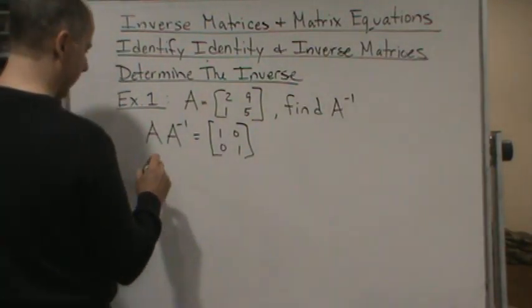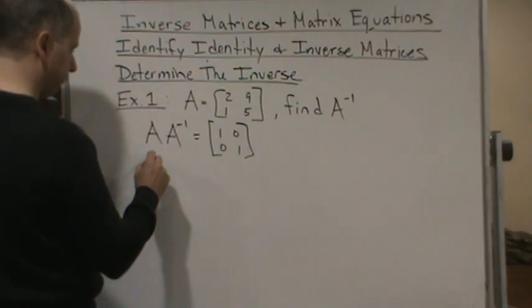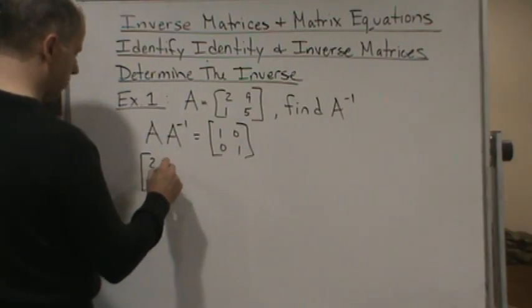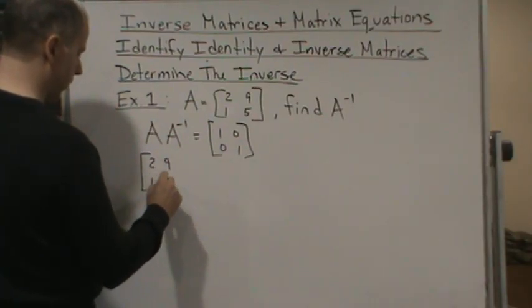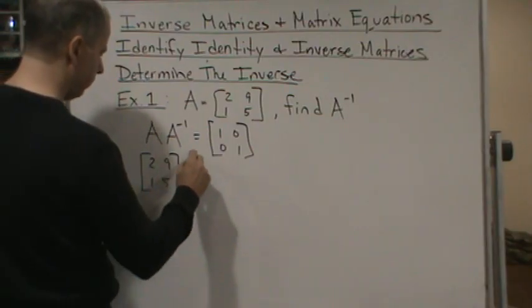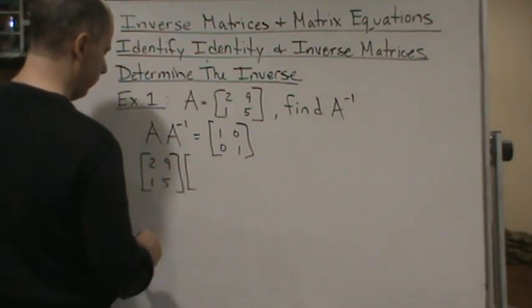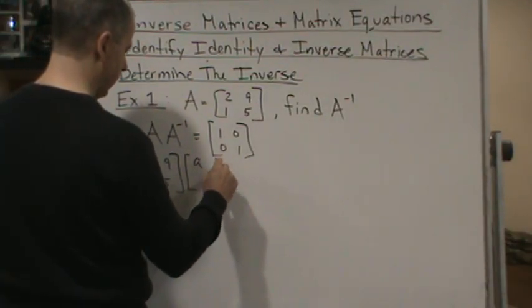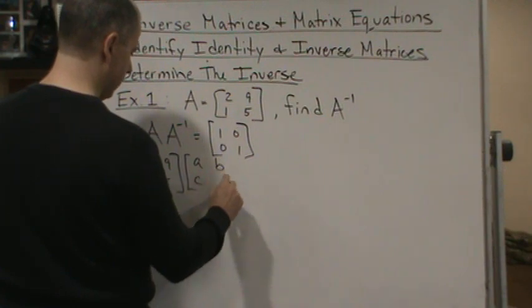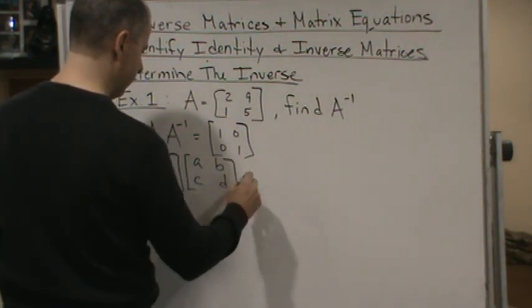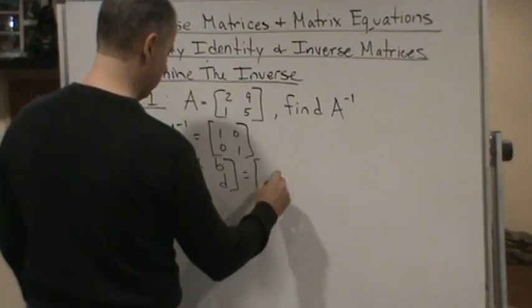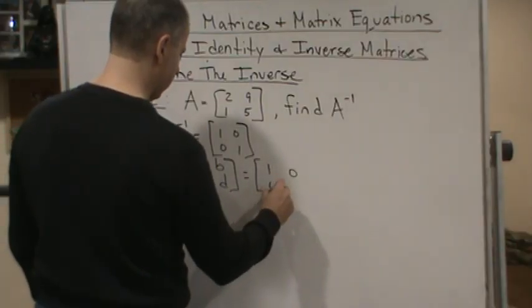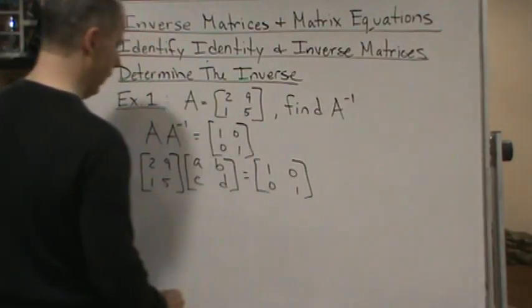Okay? So let's set it up by just taking a generic value of this. So let's say we have 2, 9, 1, 5. And let's just take a generic matrix, A, B, C, D, is equal to 1, 0, 0, 1, right?